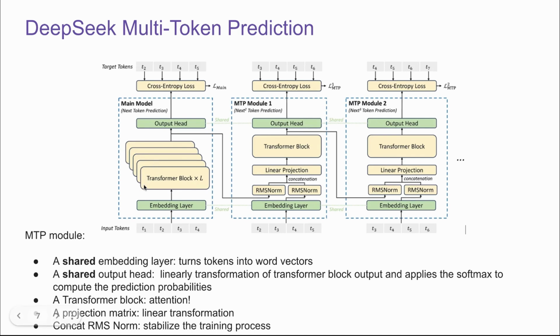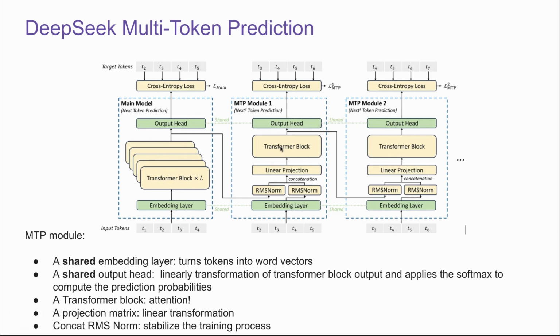So let's take a look at what the MTP module is doing. It basically consists of multiple components. The first one is a shared embedding layer. This shared embedding layer is just to turn tokens into word vectors. So hopefully you're not too unfamiliar with it. If you are, take a look at my transformer series. And then there's a shared output head. This is a linear transformation of transformer block outputs and then applies softmax to compute the prediction probability.